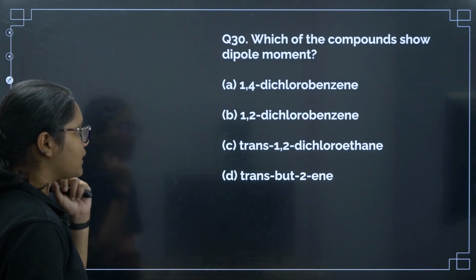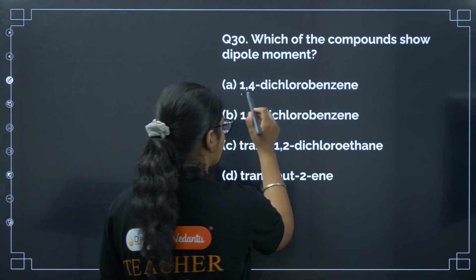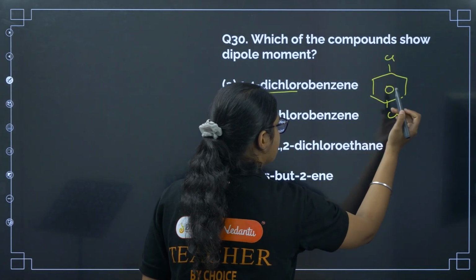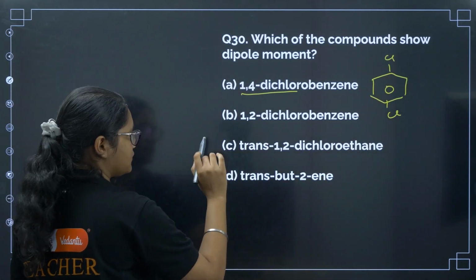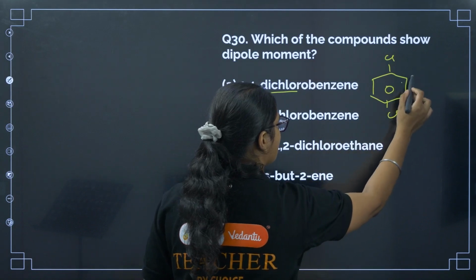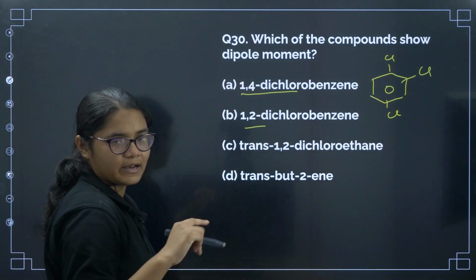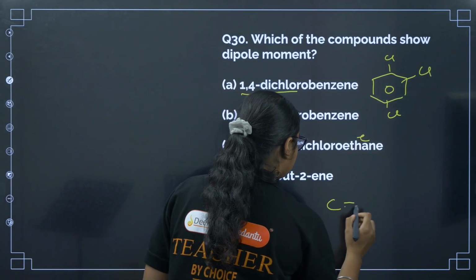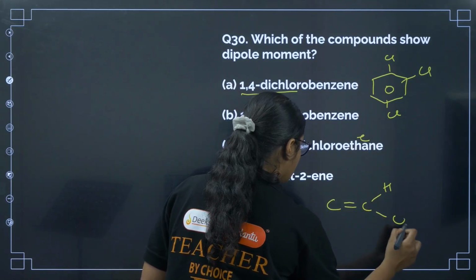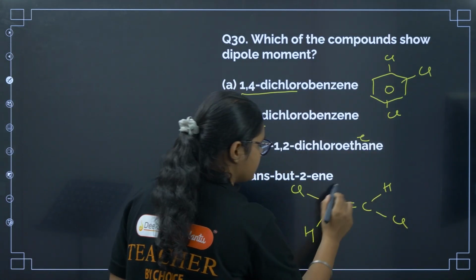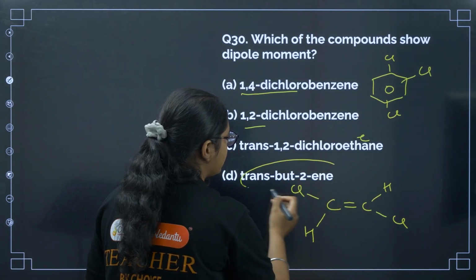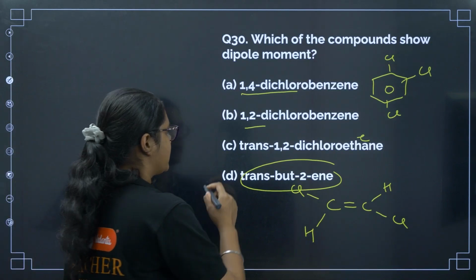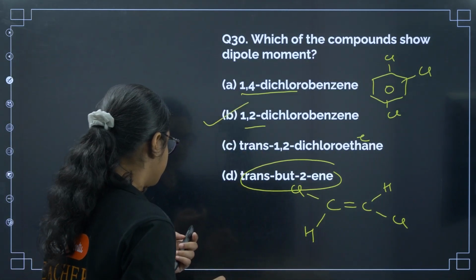Next, which of the following compounds show dipole moment? So 1,4-dichlorobenzene, if you see, this is the structure, right? The net dipole moment will be 0. So this doesn't show dipole moment. 1,2, if you see, yeah, this one will show, right? 1,2 will have a net dipole moment. Now trans dichloroethene, if you see, this one will also get cancelled. But-2-ene trans will also cancel because they are in opposite direction and equal in magnitude. So the correct answer for this question will be option number B.